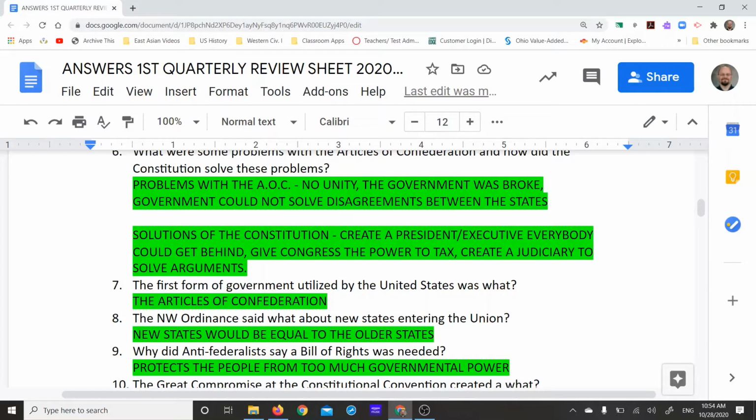We have rights listed, the right to freedom of speech, freedom of petition, right to bear arms, right to trial by jury. All those things will be written down in the Bill of Rights, and the government can't just swoop in and take them away.